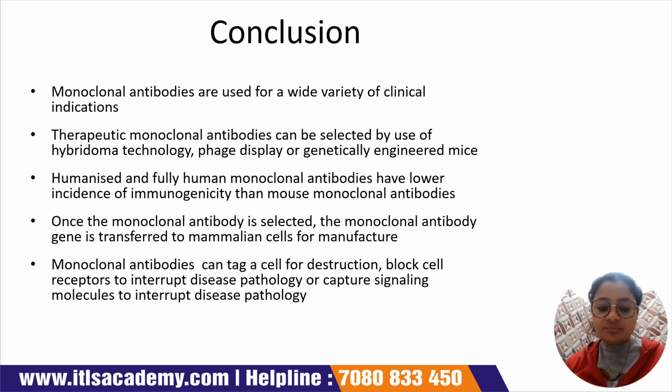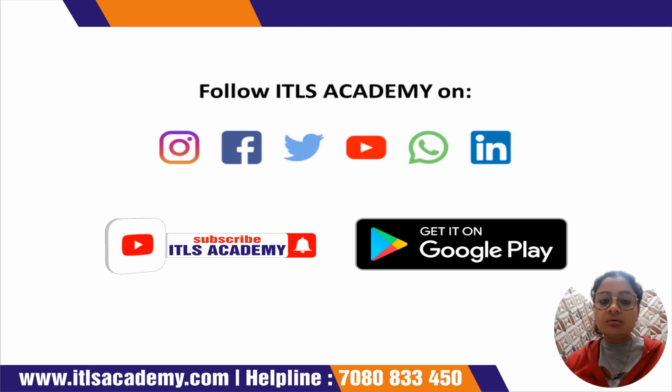Secondly, it can block cell receptors to interrupt disease pathology, because whenever a pathological process has started inside the body, it involves different cell signaling molecules and different cell signaling pathways. If the monoclonal antibodies can go and capture and block those cell receptors or signaling molecules, then the disease process can be halted or stopped. The major part of this section was explained by me on the conclusion slide. These are the main aspects that you need to know about monoclonal antibodies.